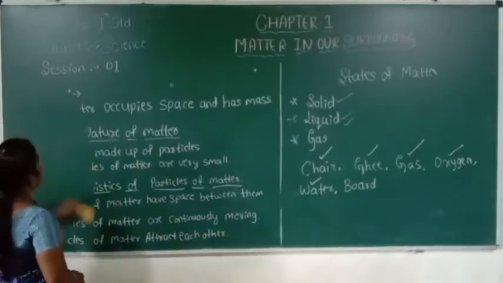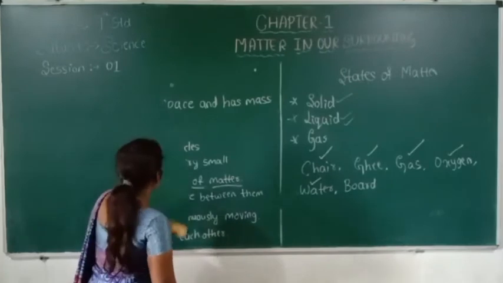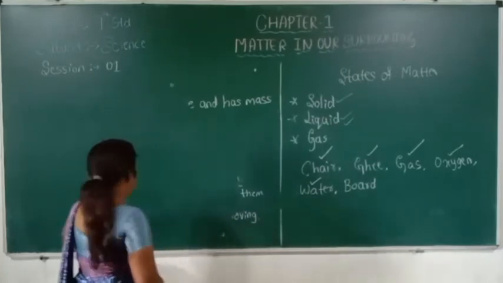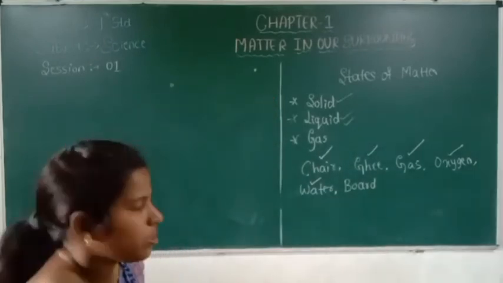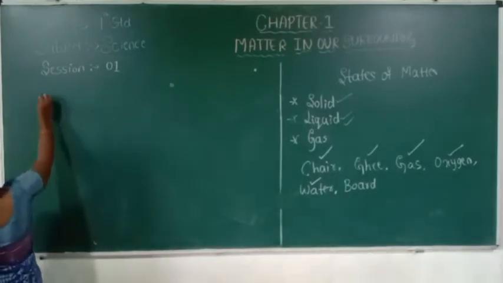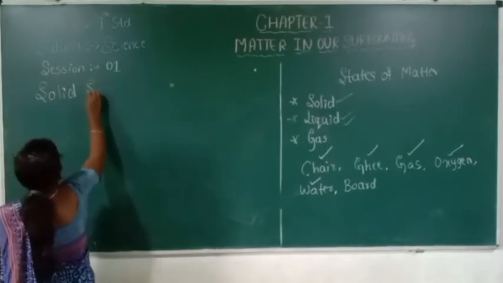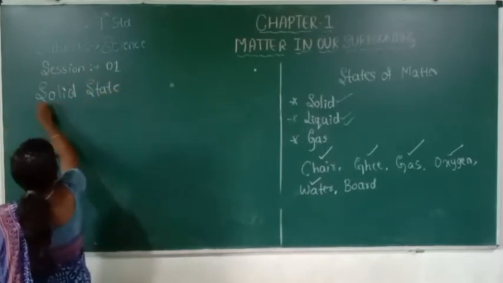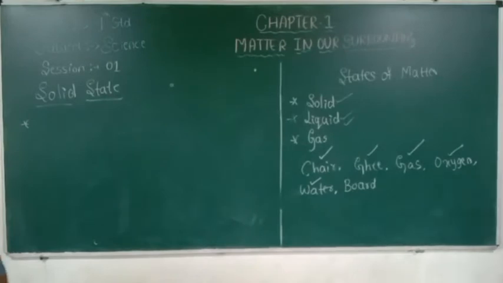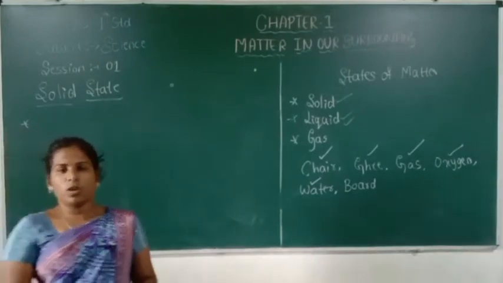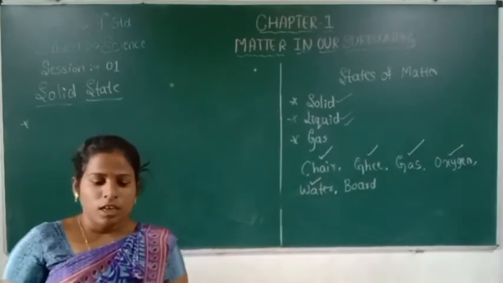The states of matter are classified according to the physical nature and characteristics of the matter. We classify them as 3 states. One is a solid, another one is a liquid and a gaseous state. First one is the solid state. Can you give an example for solids? As I gave chair here, can you give an example for solid?